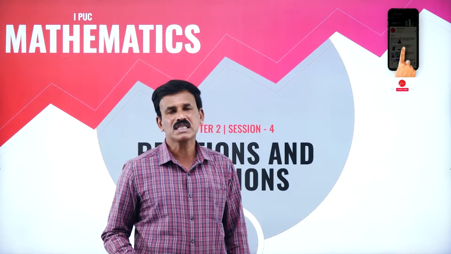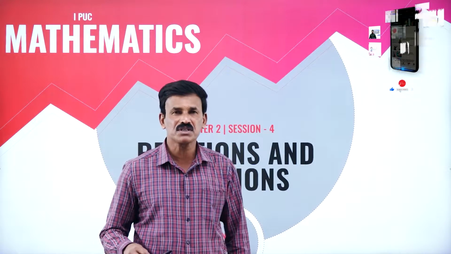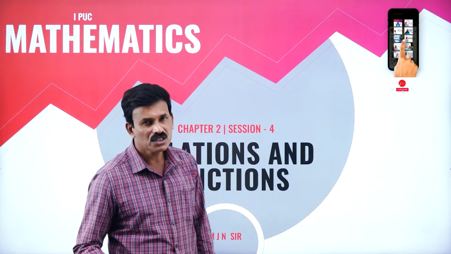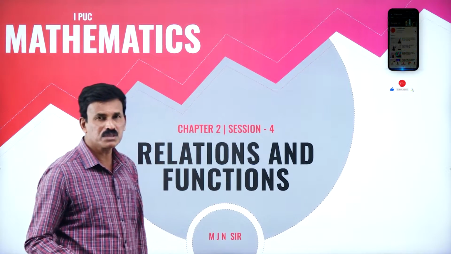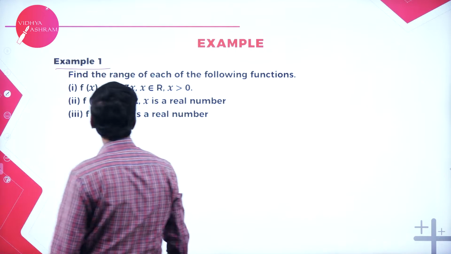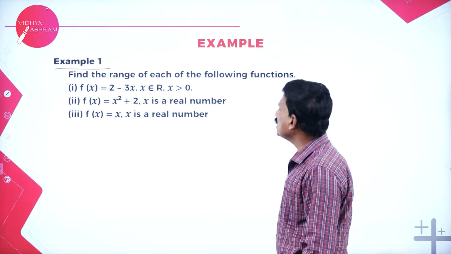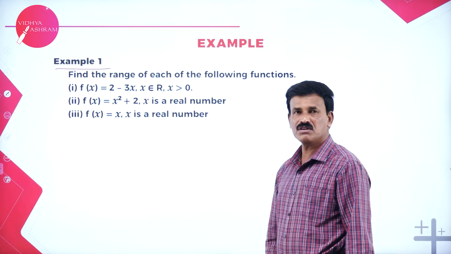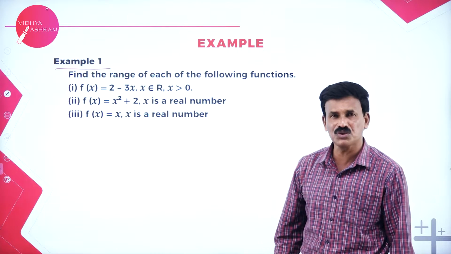So in my previous class, we have discussed regarding the problems based on Cartesian product as well as relations and the function. Now today I am going to discuss few more problems based on the function. Now let us come to a small example. Find the range of the following functions. Now in the previous class we have discussed regarding the range, domain and codomain.